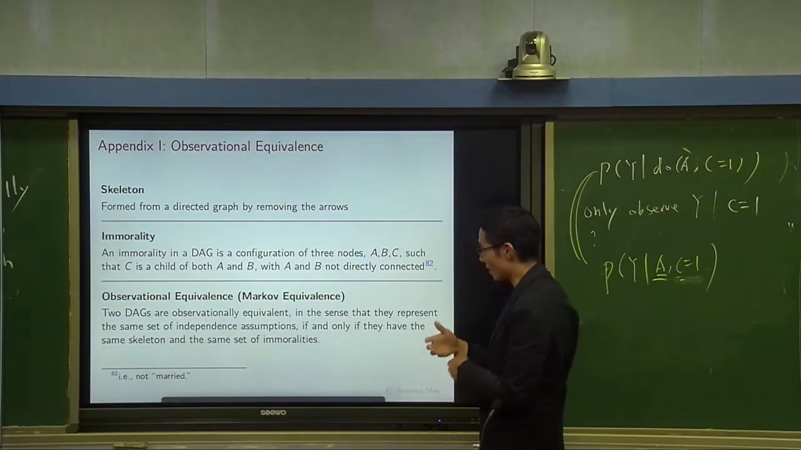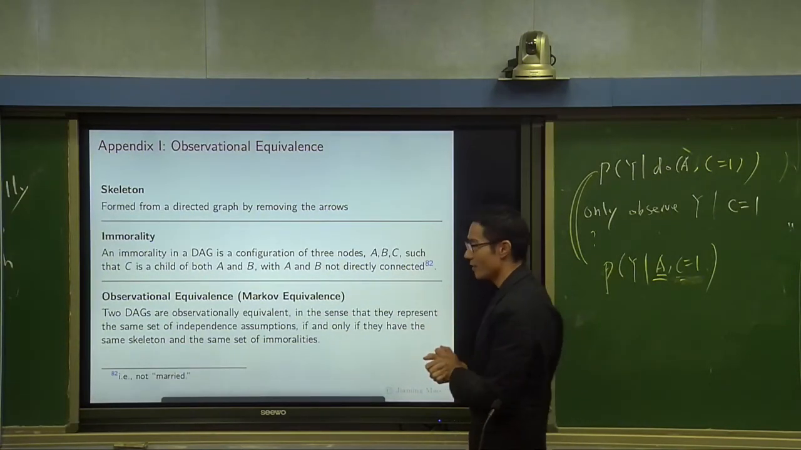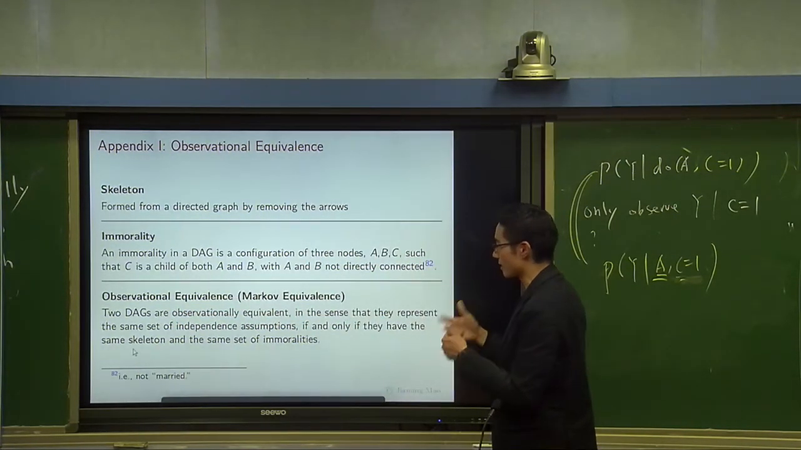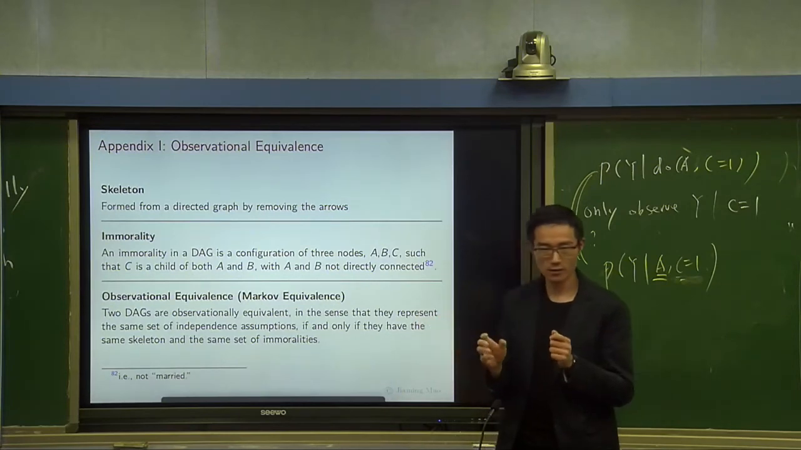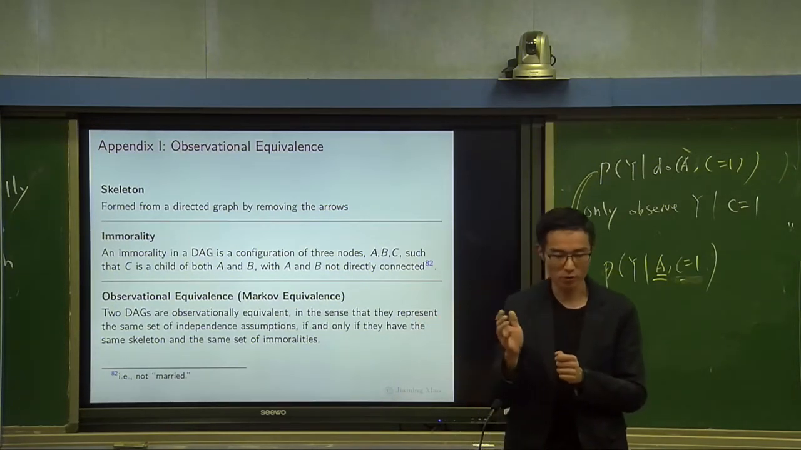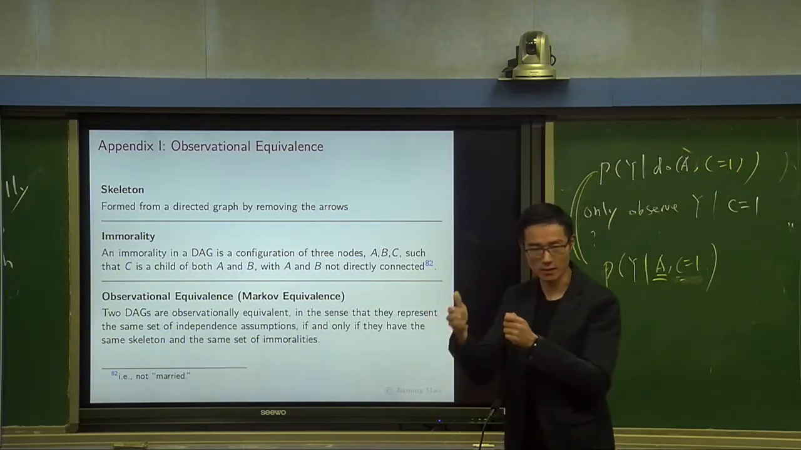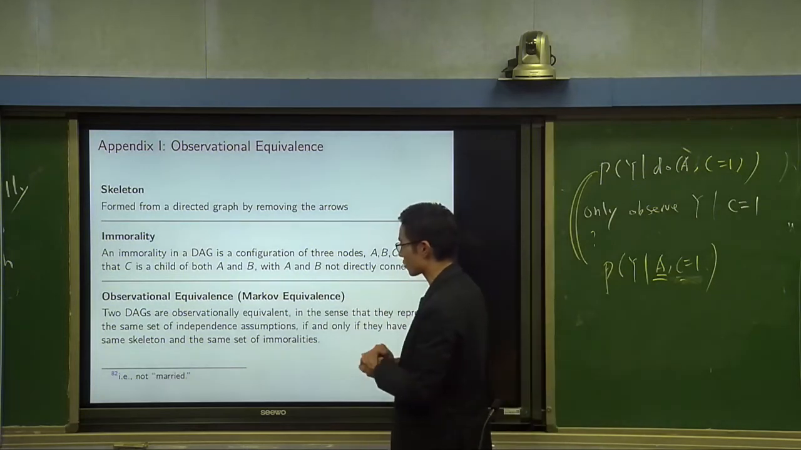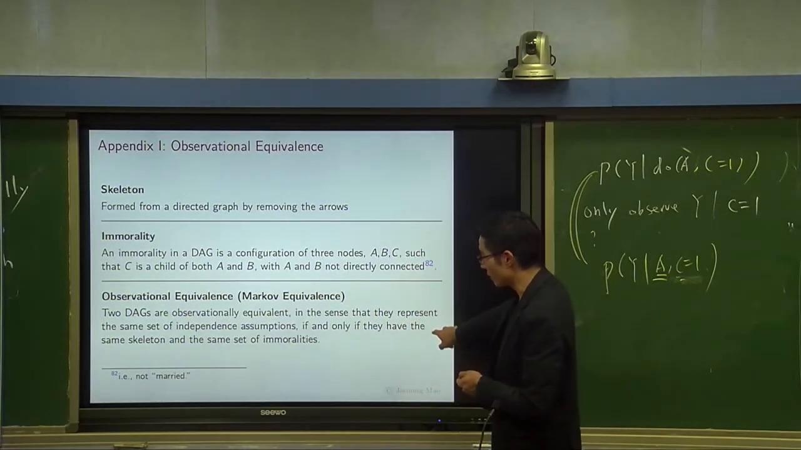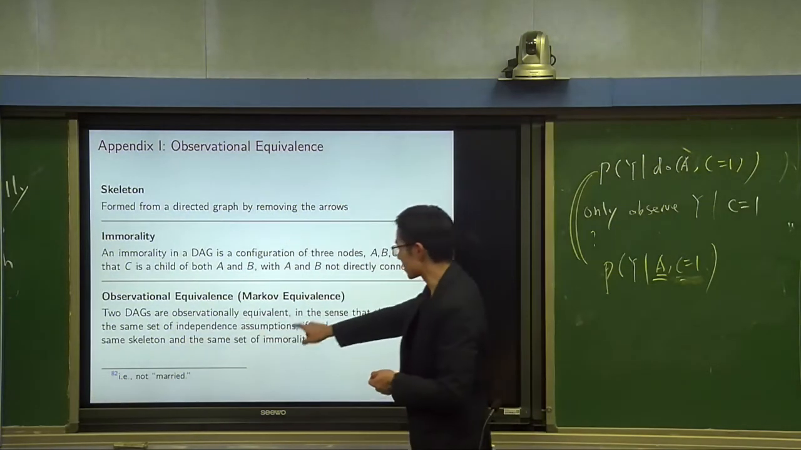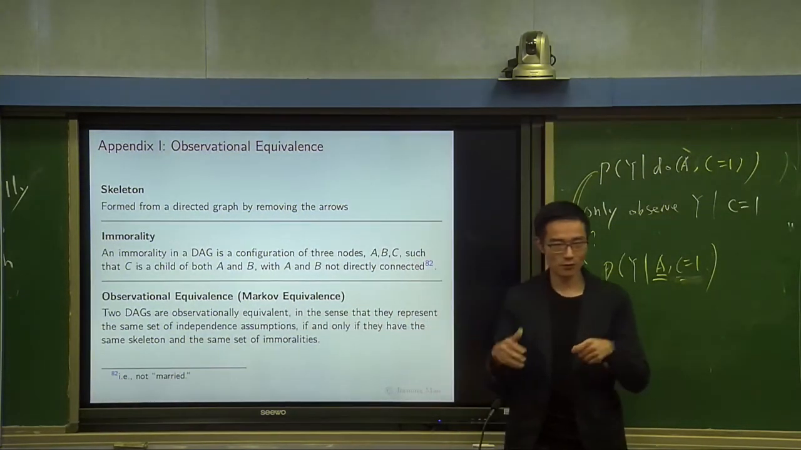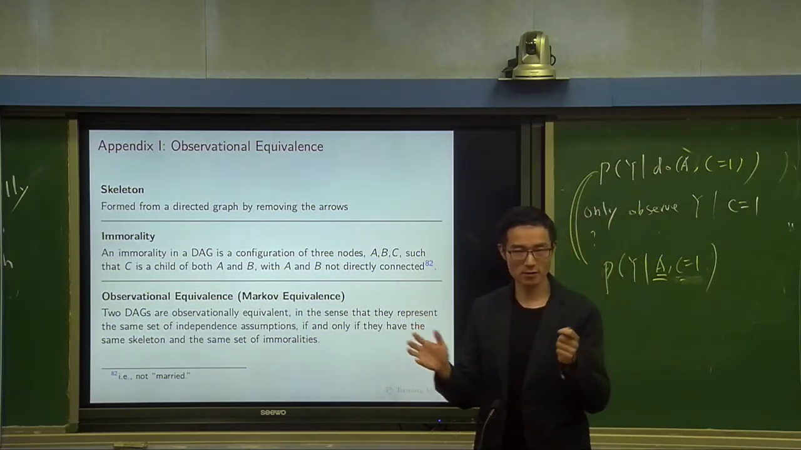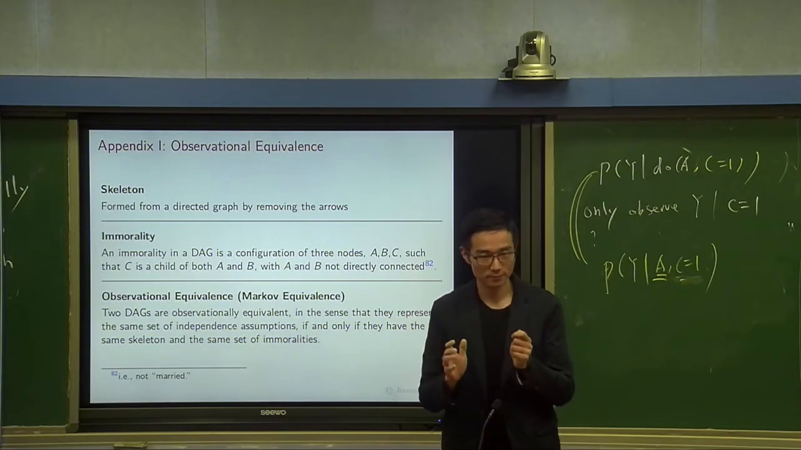So there's a theorem. It's just called Markov equivalence or observational equivalence. It says two DAGs are observationally equivalent in the sense that they represent the same set of independence assumptions. Not just the same joint distribution, but also the same set of independence assumptions, right? Conditional on something, whether they are independent. So they imply the same set of conditional independence assumptions if and only if they have the same skeleton and they have the same set of immoralities. So if two DAGs have the same skeleton and the same set of immoralities, you can never tell them apart. There's no way to tell them apart using observational data.